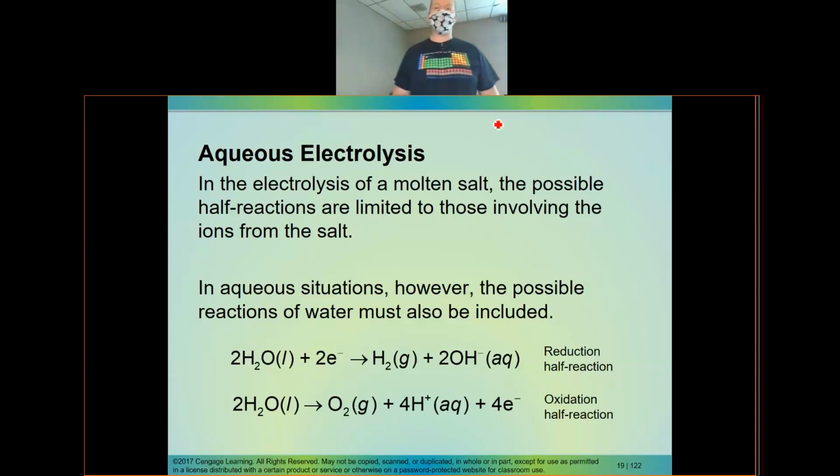In aqueous electrolysis, you have two reactions that have water in them. You have the reduction half reaction where your water is reduced to hydrogen gas and hydroxide. You also have the oxidation half reaction where your water is converted to oxygen and acid. So there are two possible reactions when you have your water: you can oxidize it into oxygen, or you can reduce it into hydrogen gas.